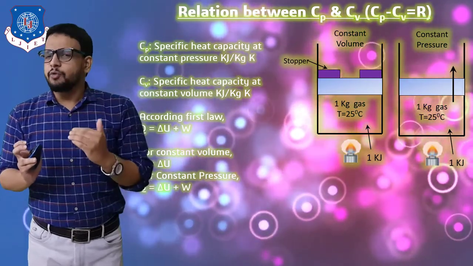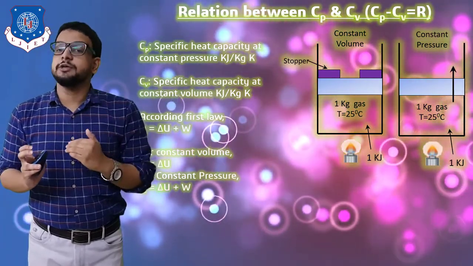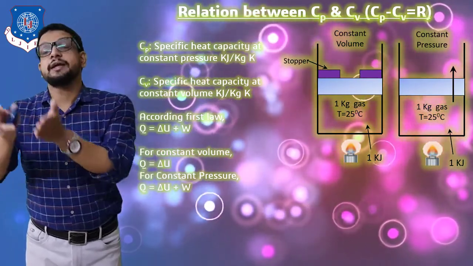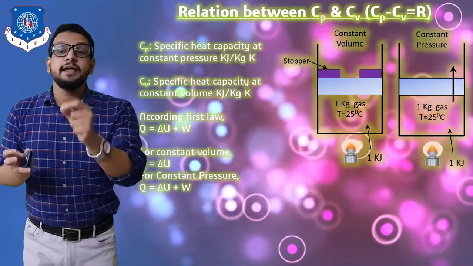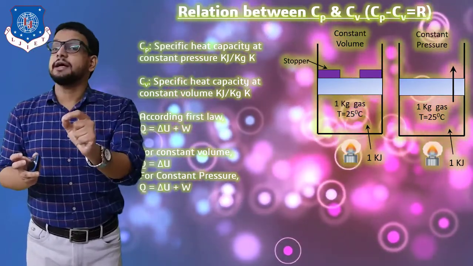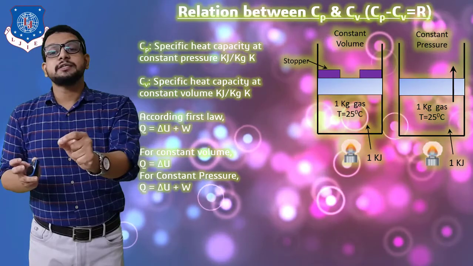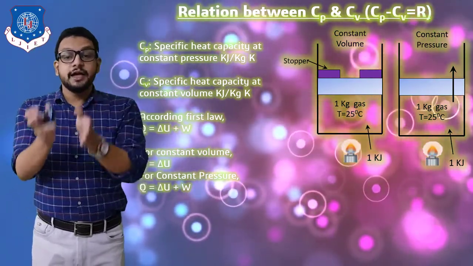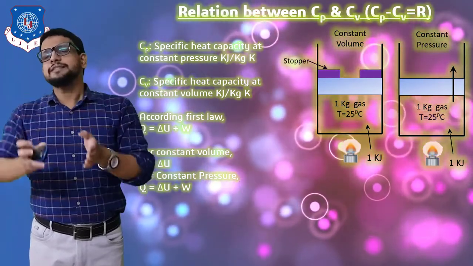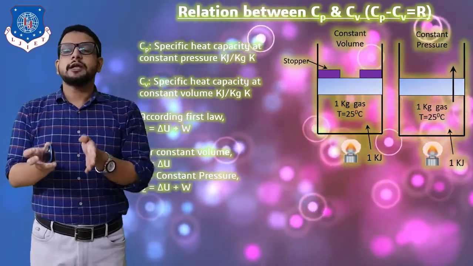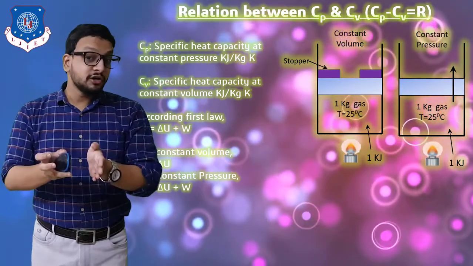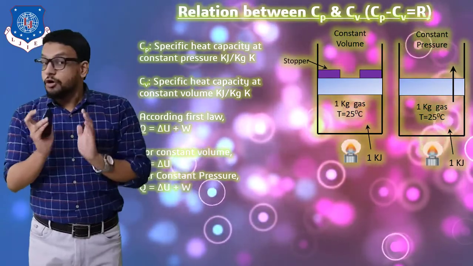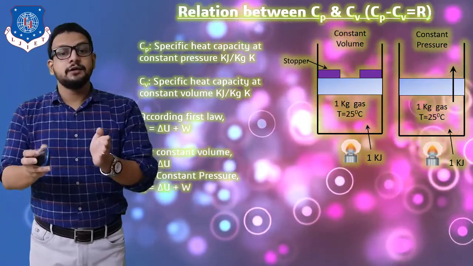Let's say that by providing 2 kilojoule heat energy at constant pressure, the temperature of a gas is increased from 25 degrees to 26 degrees Celsius. So now I can say that this 2 kilojoule heat energy is the specific heat capacity at constant pressure for the same gas. Hence, any type of gas will always have two values of specific heat capacity, one at constant pressure and another at constant volume, and it is very obvious that Cp will always be greater than Cv.